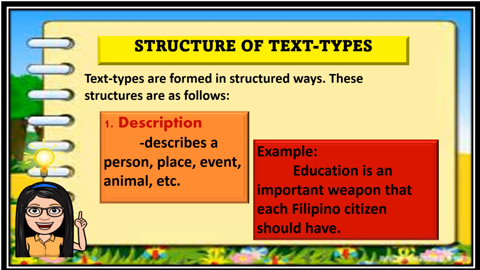Text types are formed in structured ways. These structures are as follows. First one, we have the description. So what does description mean? It describes a person, a place, event, animal, and etc. This is the example. Education is an important weapon that each Filipino citizen should have. So this is an example of description.